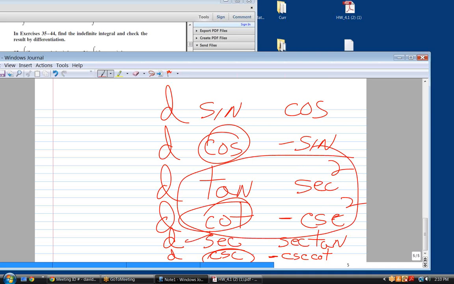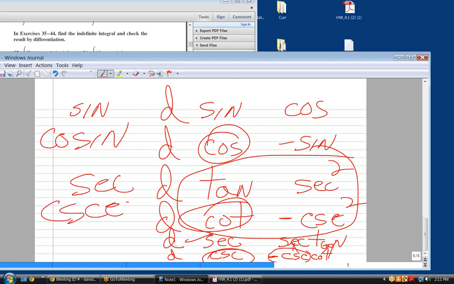Same thing here. The derivative of secant is secant tangent. The derivative of cosecant is the cosecant, cofunction of that. Cotangent, the cofunction of that. So the derivatives of all your cofunctions, and when I say cofunction, you know what I mean, right? In other words, sine, cofunction is cosine. Secant, cofunction is cosecant.